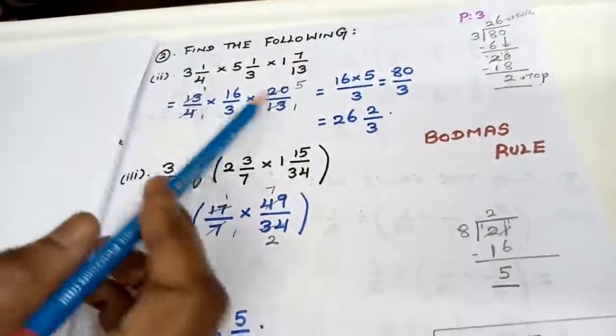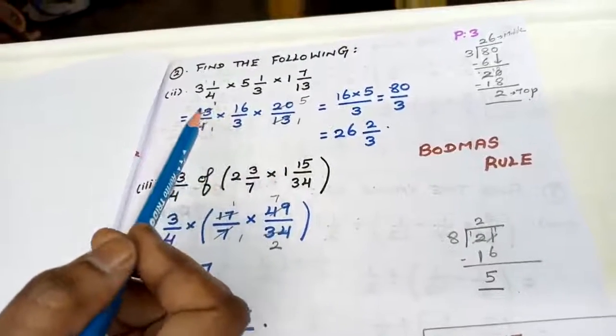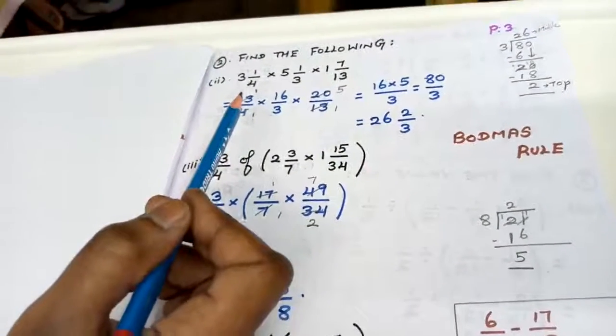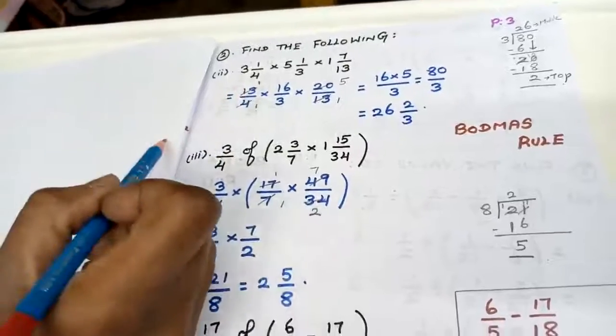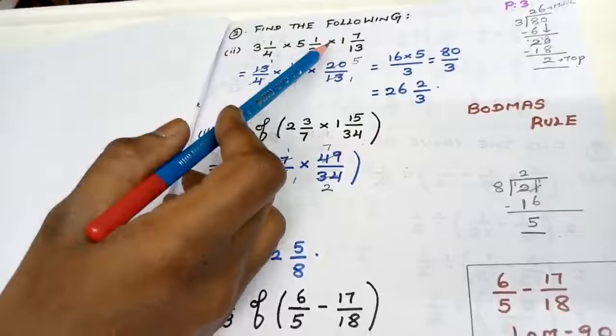Question number 2. Find the following. Same calculation, students. But you have to be careful. If you are going to get 3 or more operations together, you are going to use the BODMAS rule.